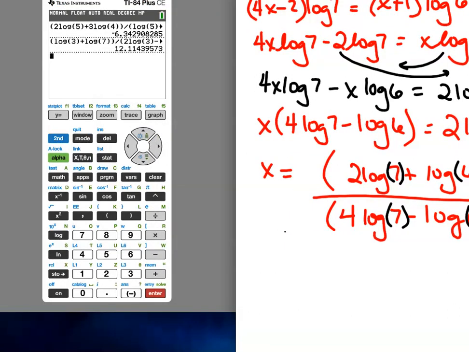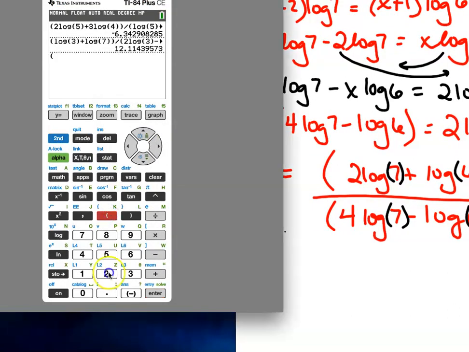All right, so for this one, parentheses, 2 log 7 plus log 6. Close off the numerator, divided by parentheses 4 log 7 minus log 6. And we end up with about 0.9485.